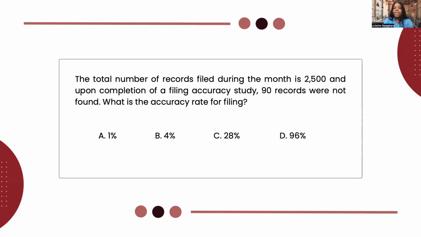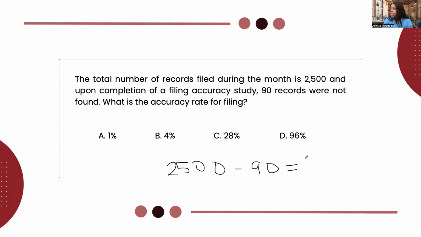So what am I going to do to actually get this answer? I am going to first have to determine how many records I have that were actually accurate. So there's math involved with that. I'm going to take 2,500, that's my starting point, and I'm going to need to deduct the number of records that were not found, because the total that I get will be the actual records that we have, and that will help me figure out my accuracy rate. So I'm going to subtract 90 from 2,500.